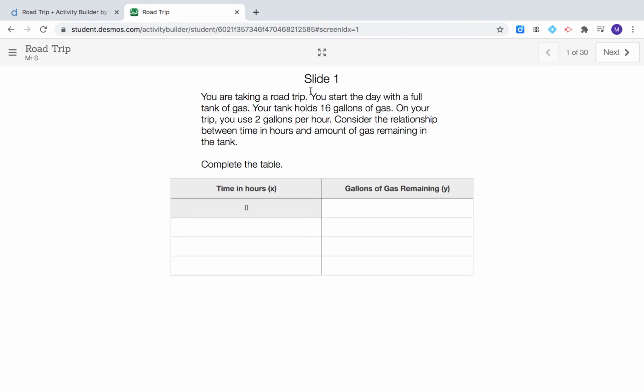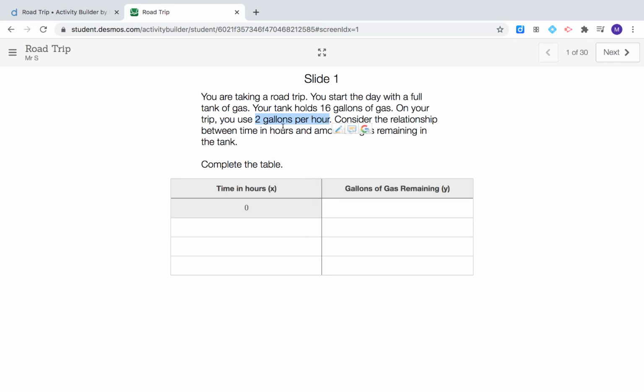So you're taking a road trip. You start the day off with a full tank of gas. Hopefully you're not driving because I don't think you have your license. But anyway, your tank holds 16 gallons of gas. On your trip you use 2 gallons per hour. Anytime you see this phrase right here, that's a good indication that it's going to be slope.